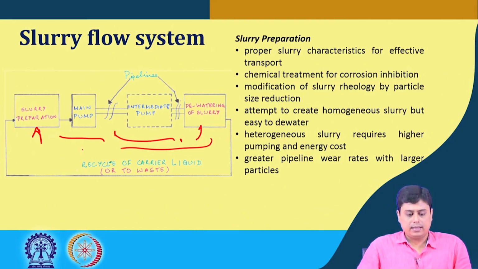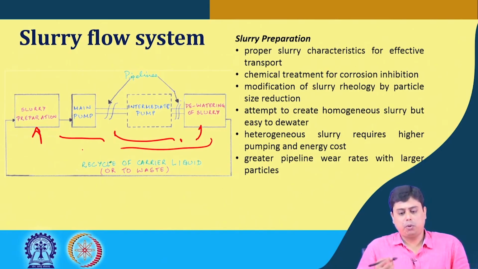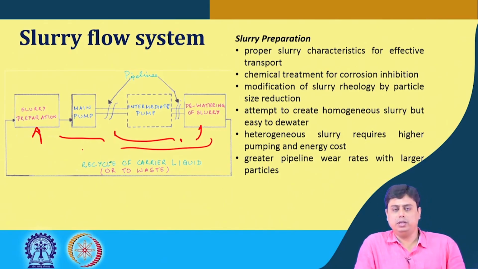So, as I said, slurry preparation is one of the vital components in this case, because the proper characteristics of the slurry have to be there for effective transport. And in order to do that, several physical or chemical treatments are done. One of the common chemical treatments is the corrosion inhibition of the pipeline. If the materials are abrasive in nature, we have to treat it in a proper way. Also, physical modifications like modification of slurry rheology can be done by particle size reduction.